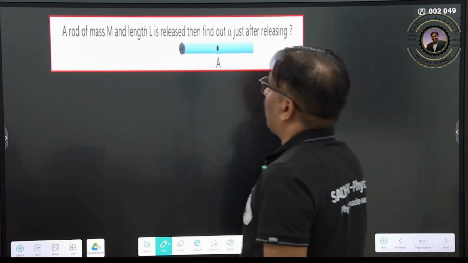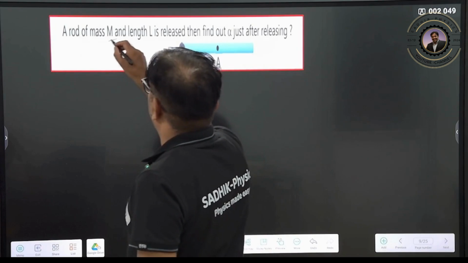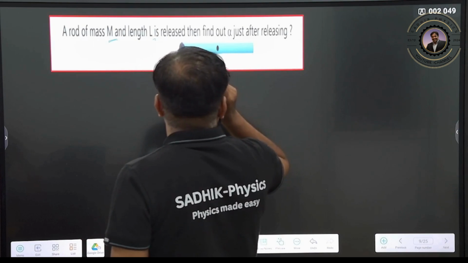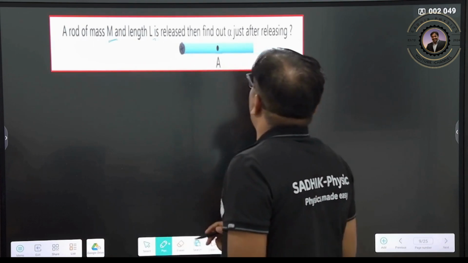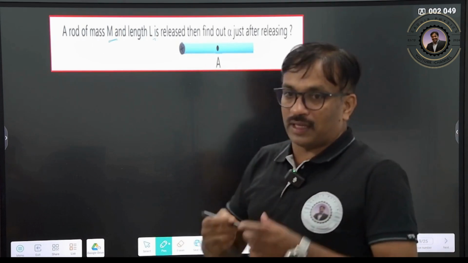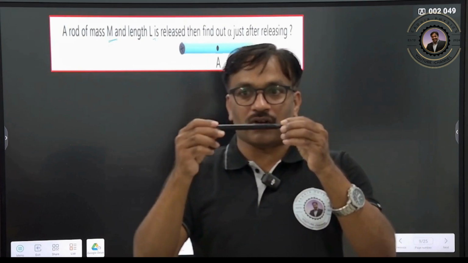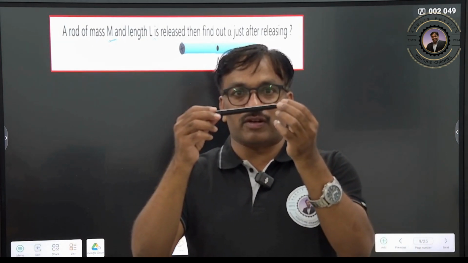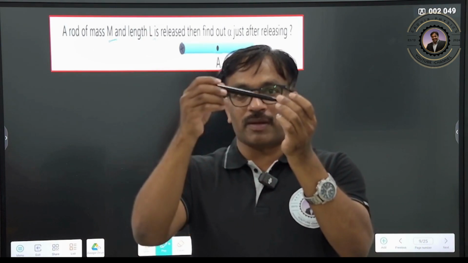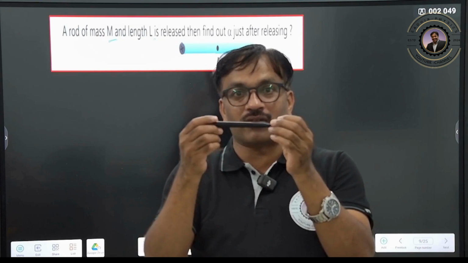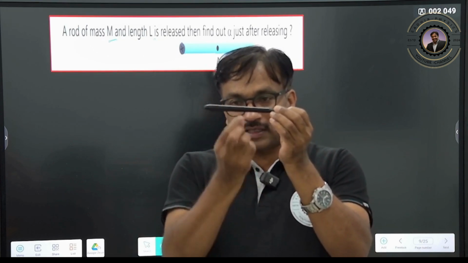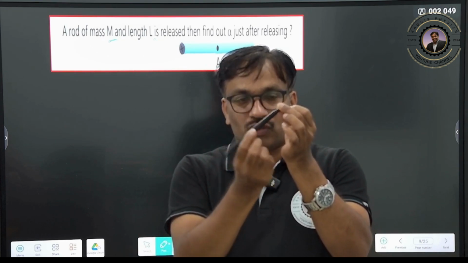Here there is a rod of mass M and length L. It is released. Find out the alpha just after releasing. So, here there is one rod, like this. Suddenly we are releasing it. Therefore, what is happening now? It is falling down. Why is it falling down? Because gravity is acting here. This gravitational force is making it rotate like this.